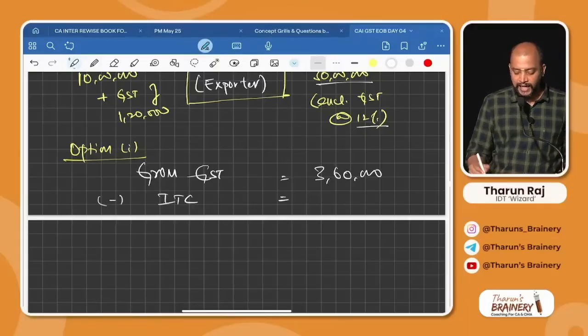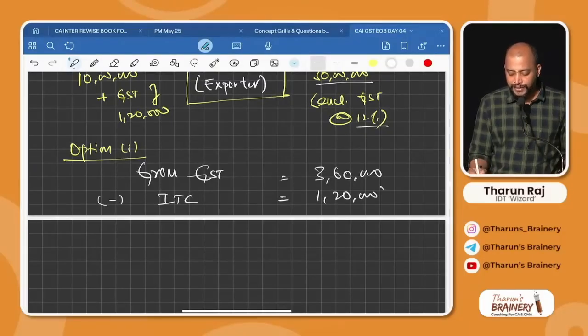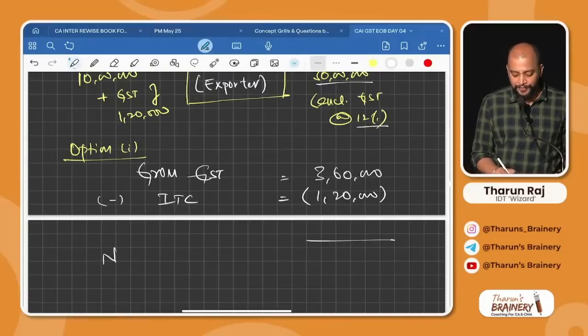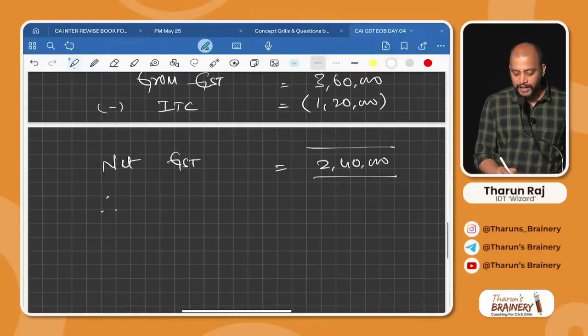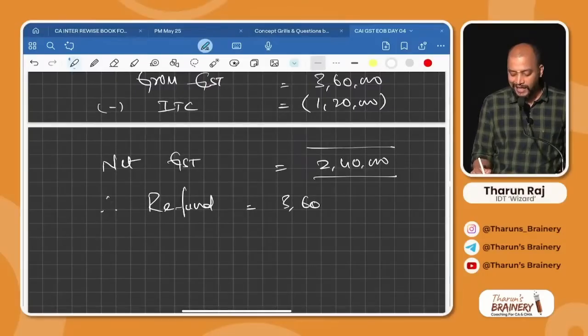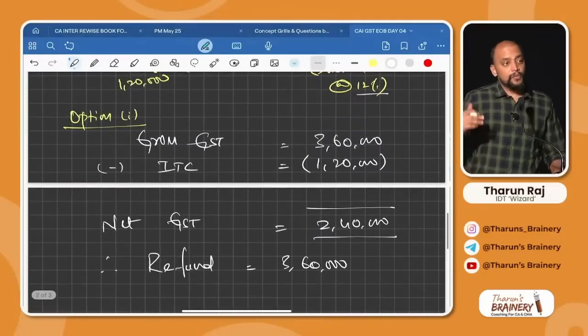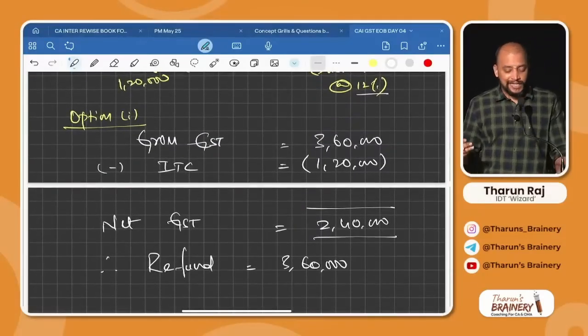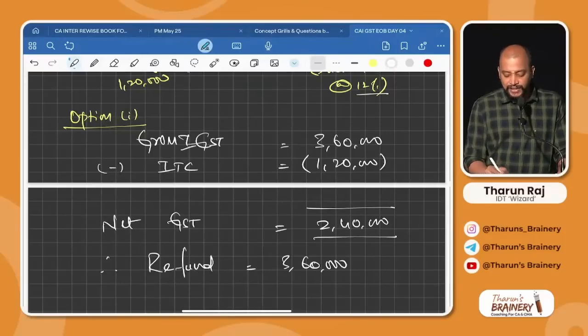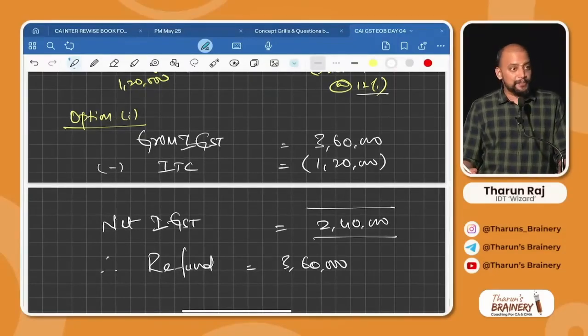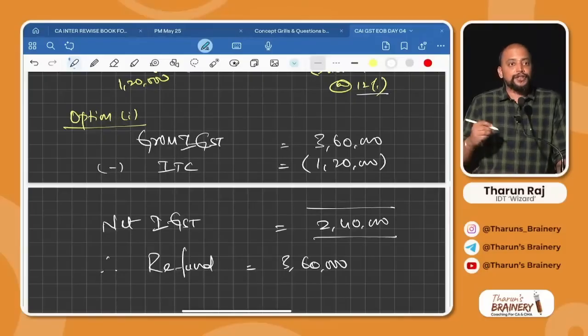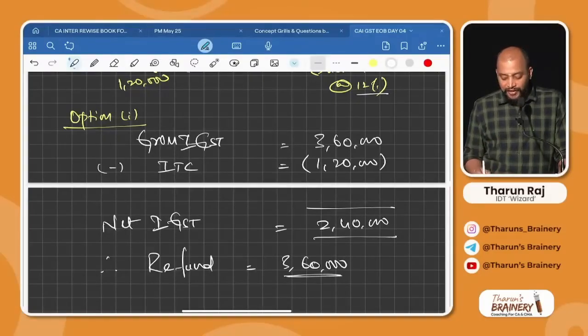How much is the ITC they have? 1,20,000. How much is the net GST they will pay? 2,40,000. And what is the refund that they will get? The refund will be 3,60,000, which means whatever the gross IGST is, they will get as refund. This is IGST because it is export. So 3,60,000 minus 1,20,000 is 2,40,000. Even though they pay 2,40,000, they get a refund of 3,60,000.